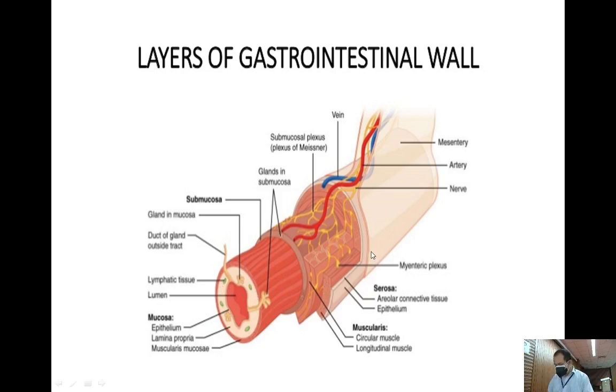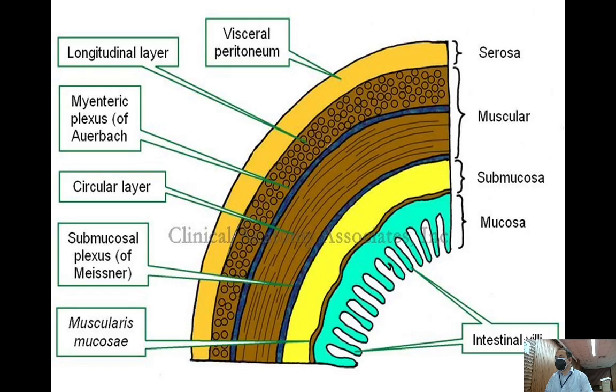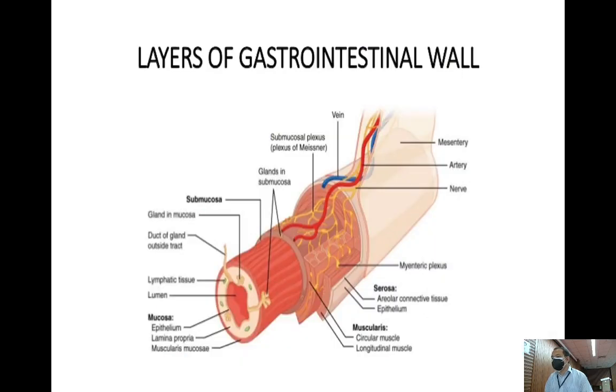The previous slide is more of a schematic diagram, like a transection of the gastrointestinal tract, and you can see all the different layers and how they are arranged in the gastrointestinal tract. This is the mucosa, consisting of all those parts that I've already told you about. Then you have the submucosa, consisting of lymphatic tissue, blood vessels, of course, some glands and ducts of glands and glands in the mucosa.